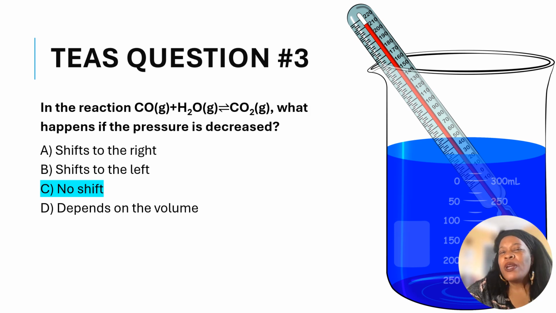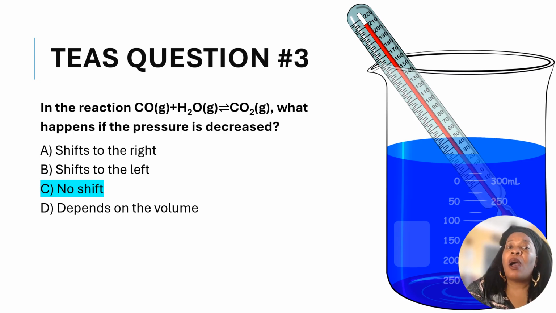Here's why. When considering the effect of pressure changes on a system at equilibrium, Le Chatelier's principle states that the system will shift to minimize the change in pressure if there is a difference in the number of moles of gas on each side of the reaction. So if you look at this reaction here, you'll notice that there is 1 mole of gas on the reactant side for carbon monoxide and water, and 1 mole of carbon dioxide on the product side.